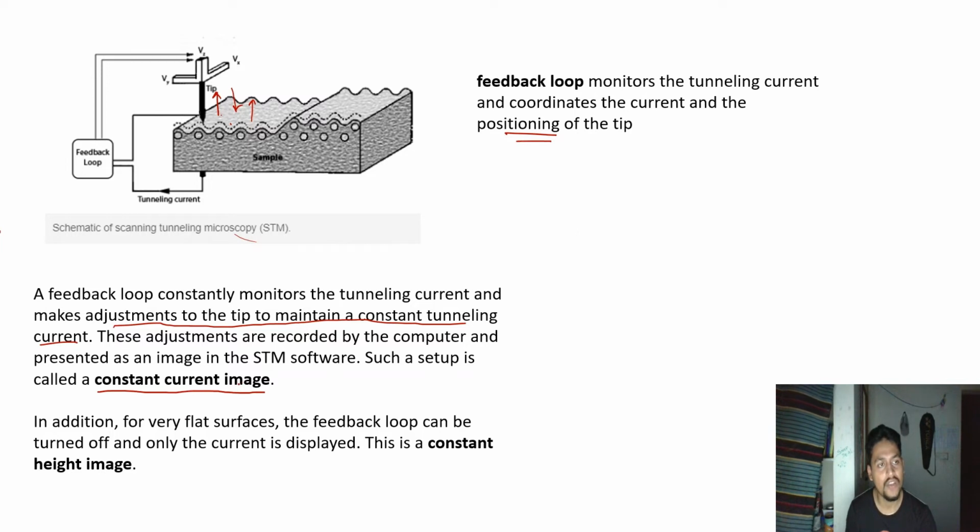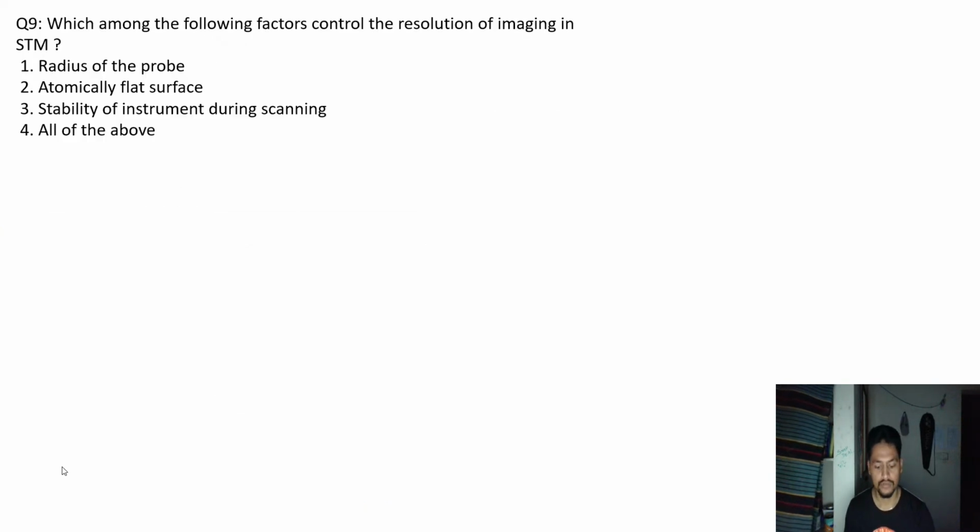The tip is fixed at a height, and we measure the current. How the current changes is going to give us the surface. But in the case of a very corrugated surface, this cannot be done because, as I said, the tip is going to be destroyed. Whenever the height is fixed, it is called constant height imaging, right? So these are the things I wanted to discuss about STM.